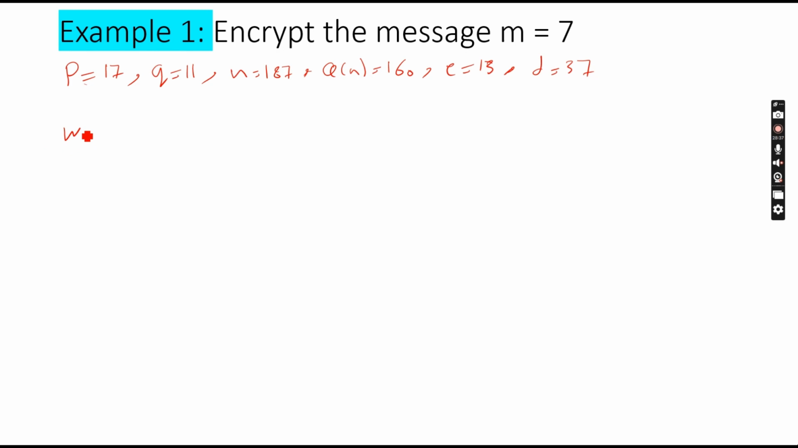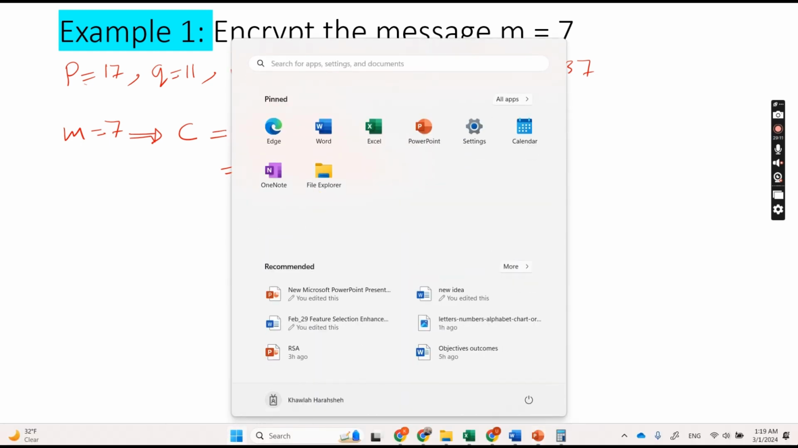Now the message, which is 7, I want to change it to ciphertext, correct? Ciphertext is C, where C is equal to the message to the power E mod N. Message is 7, power E is 13, mod N is what? 187.